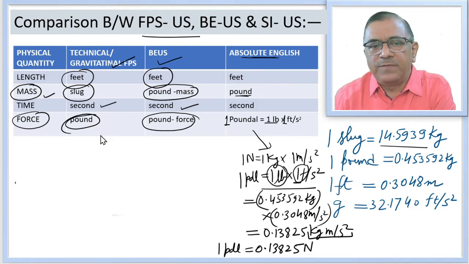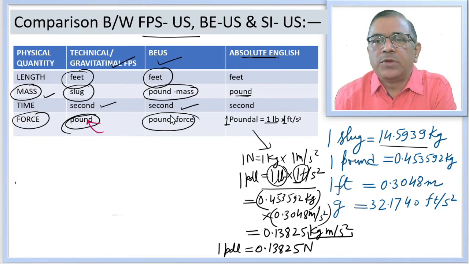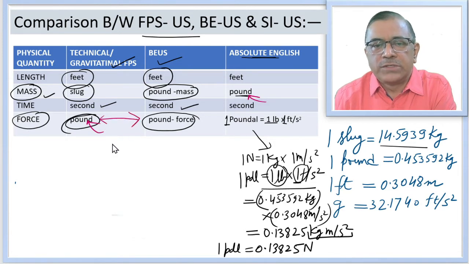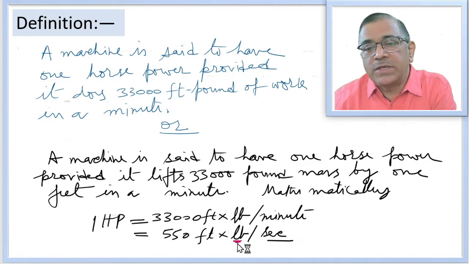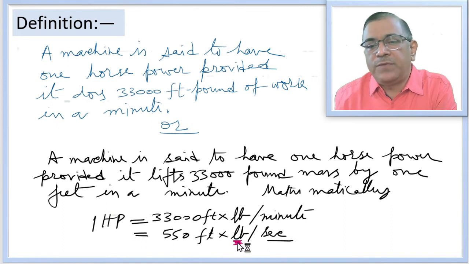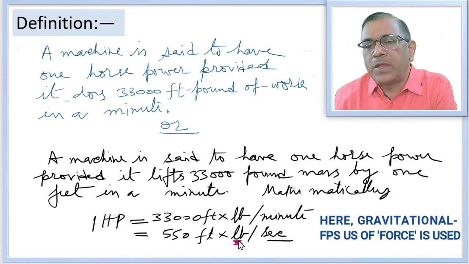You should be careful while using the FPS unit system because the unit of force and the unit of mass are the same. Sometimes people also confuse pound and pound force. If you look at the definition of 1 horsepower, the unit of force used is pound. So we need to convert this into British Engineering unit system before we go ahead with the conversion of 1 horsepower into SI unit system.